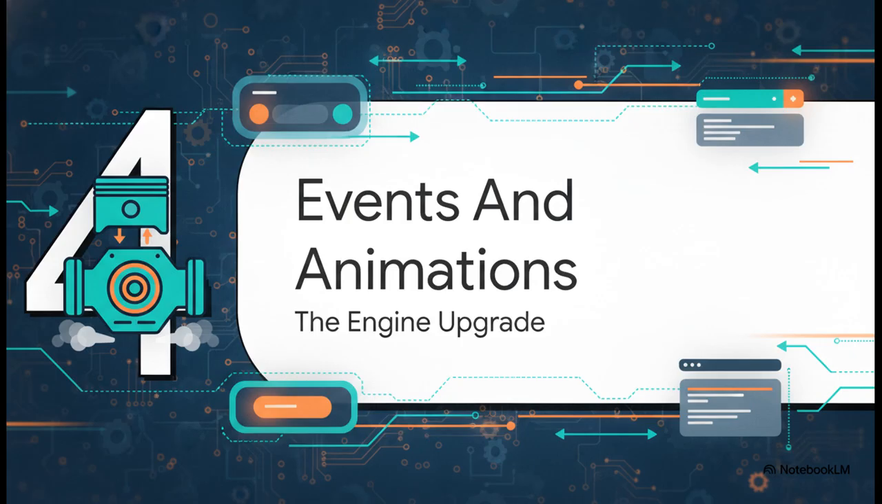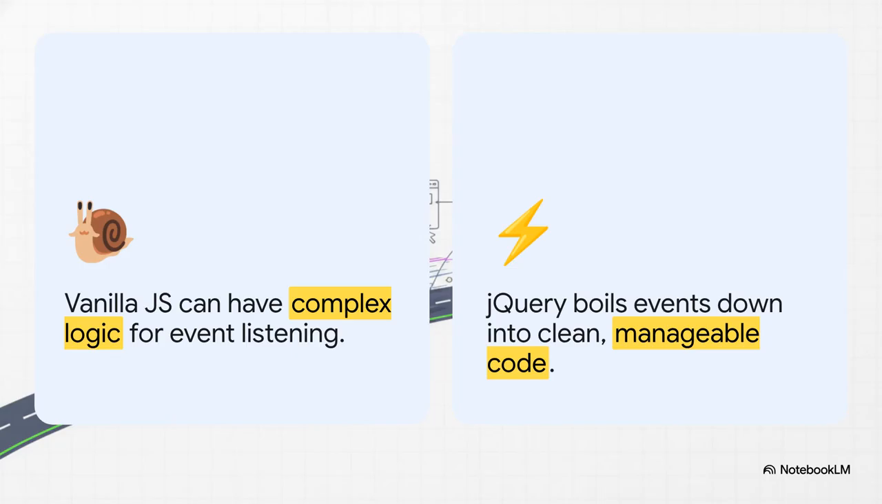Think of this as the engine upgrade phase of our roadmap, where we build dynamic user interactions. First up is event handling. When you compare vanilla JavaScript directly with jQuery event handling, it's basically night and day. jQuery handles events like clicks, hovers, all of that so much easier. It's widely considered a massive improvement over vanilla JavaScript because it turns complex listening logic into clean, simple code.